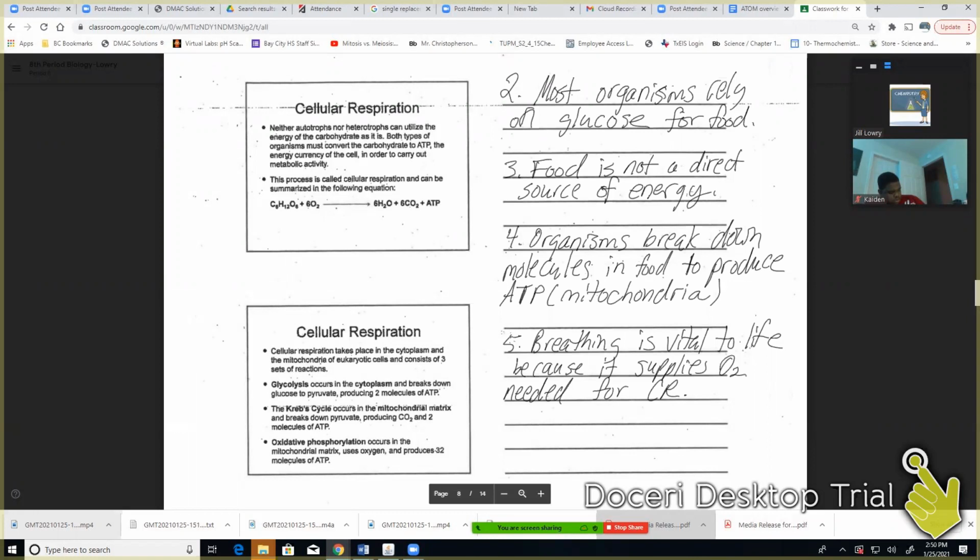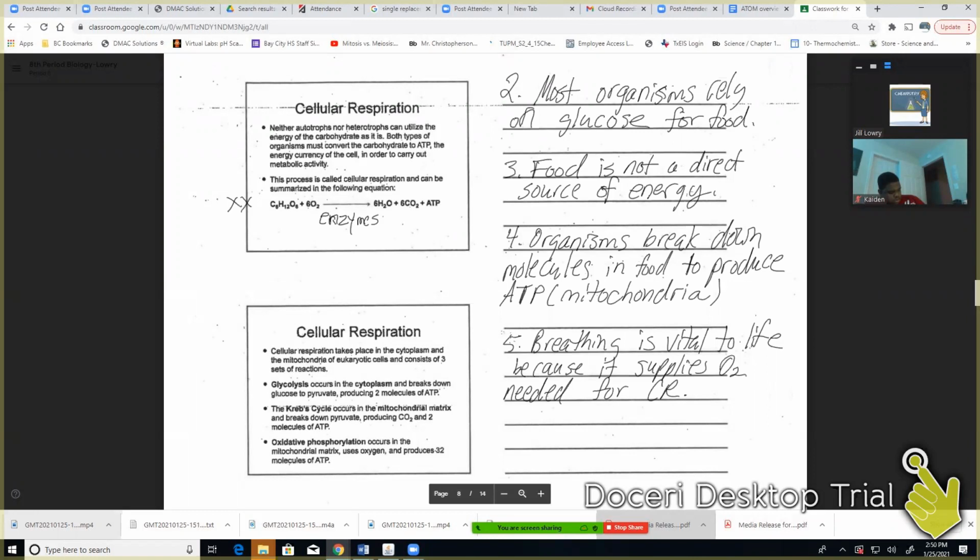So if you remember, this is our equation for cellular respiration. You have the glucose, which came from photosynthesis, combined with oxygen, and you need some enzymes, that either can be on the top of your arrow or on the bottom.